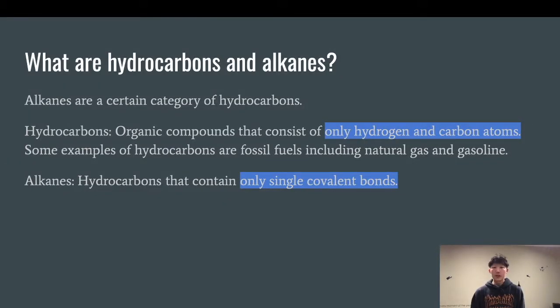Okay, so to understand what alkanes are, we first have to understand what hydrocarbons are. So, hydrocarbons are just organic compounds that only consist of carbon and hydrogen atoms. And alkanes are just a type of hydrocarbon. So, alkanes are hydrocarbons that consist of only single covalent bonds.